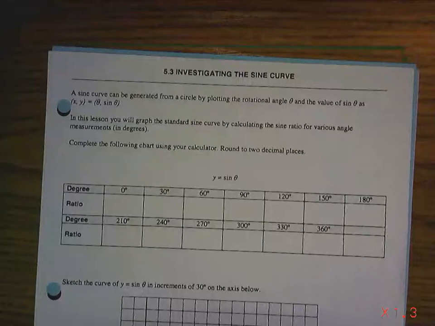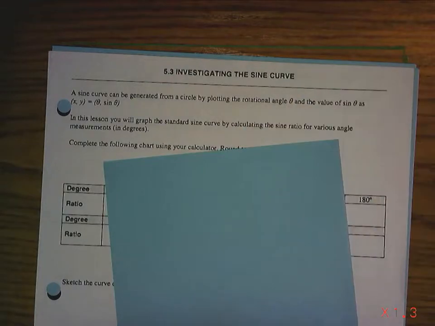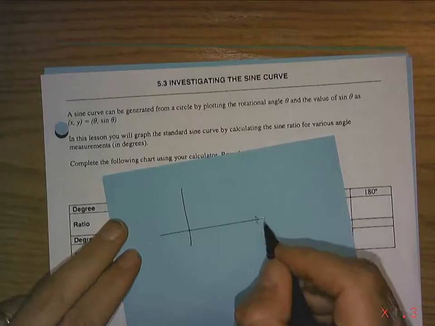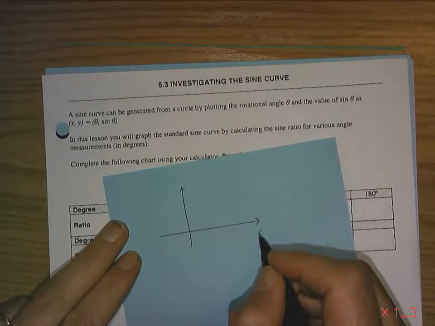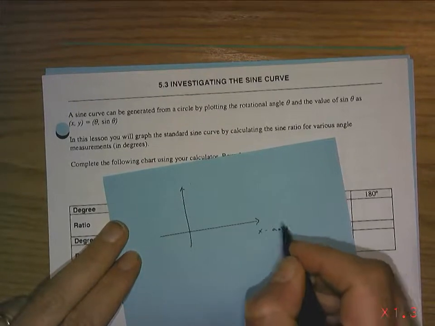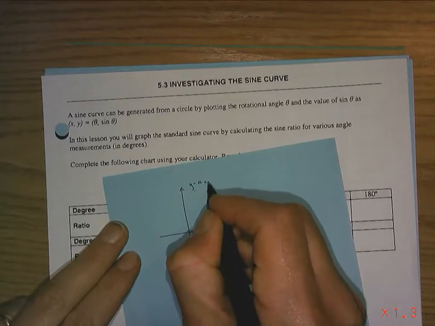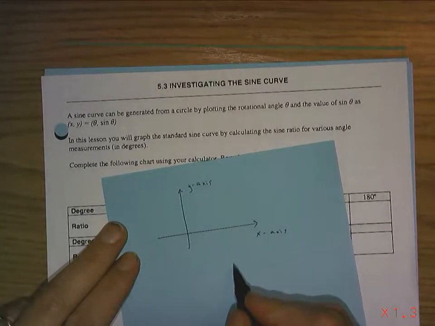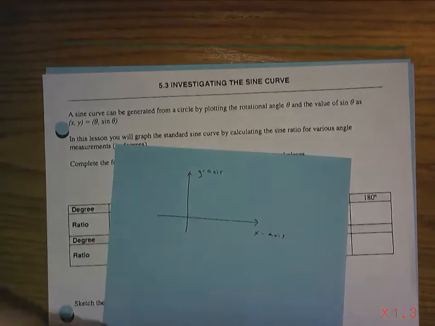Hello and welcome back. So, we're looking at investigating the sine curve. A curve is going to be anything that can be drawn on a Cartesian plane. Remember what we talked about, the Cartesian plane, that being the x-axis, this being the y-axis. Its official name is Cartesian plane, and it's named after René Descartes.